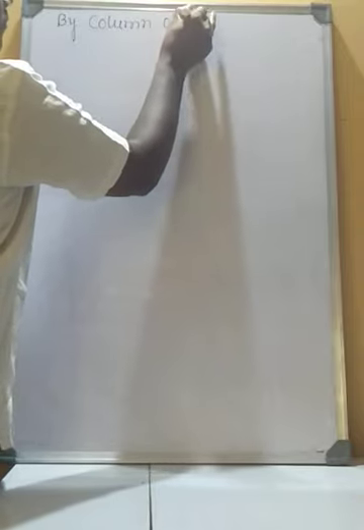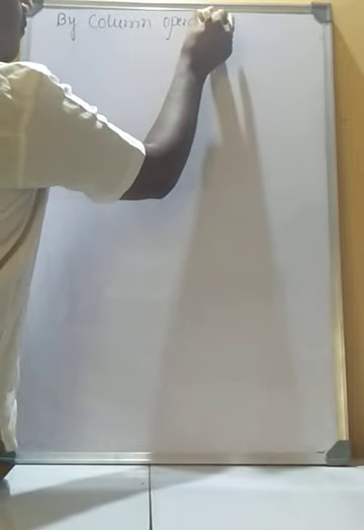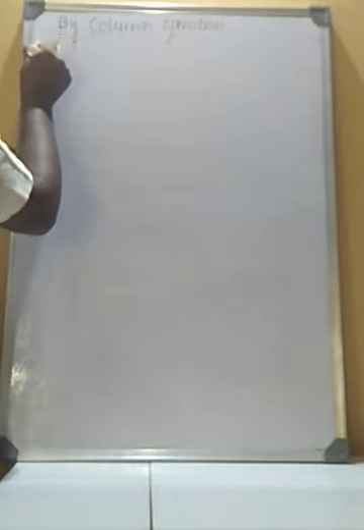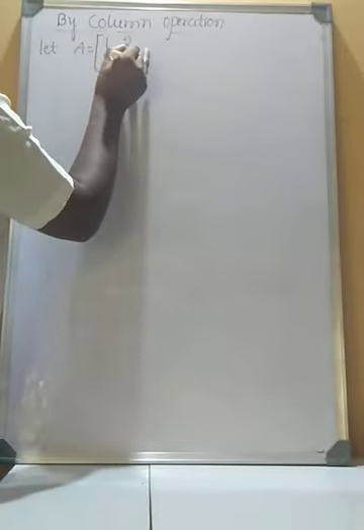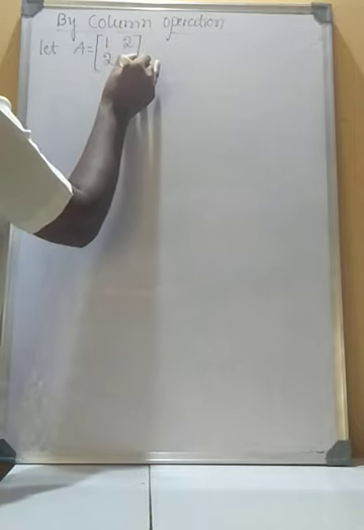Find the inverse of matrix A. Same problem by column operation. Column operation. Let A is equal to [1, 2; 2, -1].